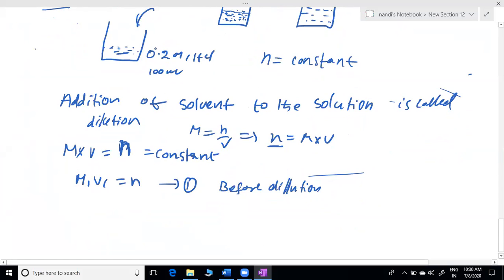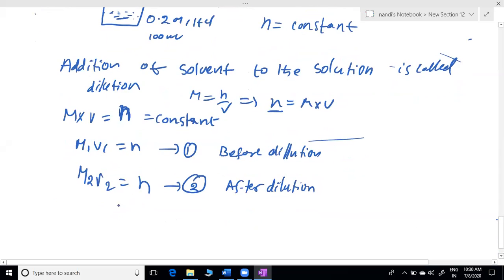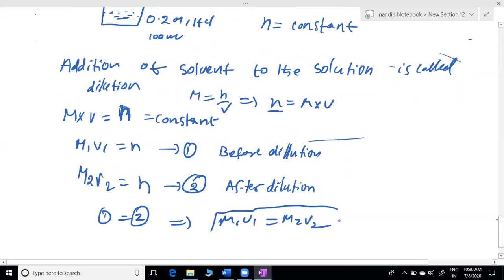After dilution, by adding water, the concentration is going to change. Volume is now 100 ml. By adding some water, the volume also changes. That we call M2 V2, but n is constant. Equation 2, after dilution. So equating both equations, because in both cases n is the same, you will get M1 V1 equals M2 V2. Understood?